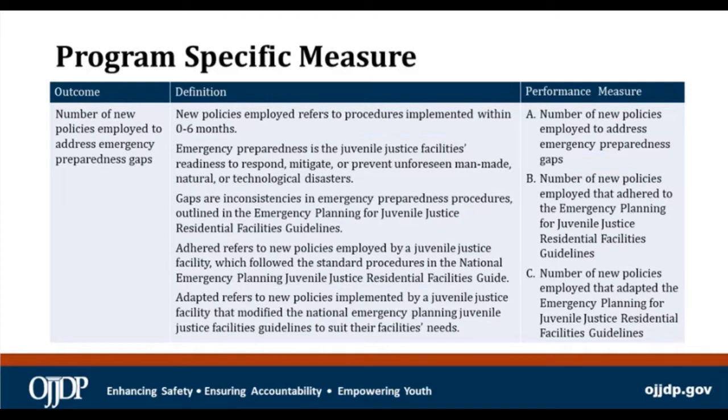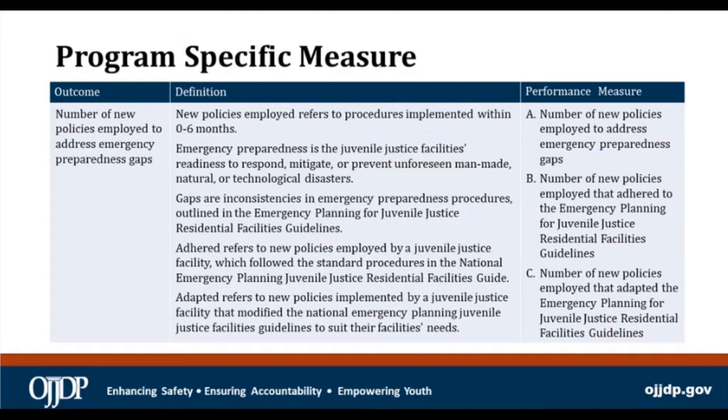We define new policies as procedures implemented within 0 to 6 months. Emergency preparedness refers to juvenile justice facilities' readiness to respond, mitigate, or prevent unforeseen man-made, natural, or technological disasters.